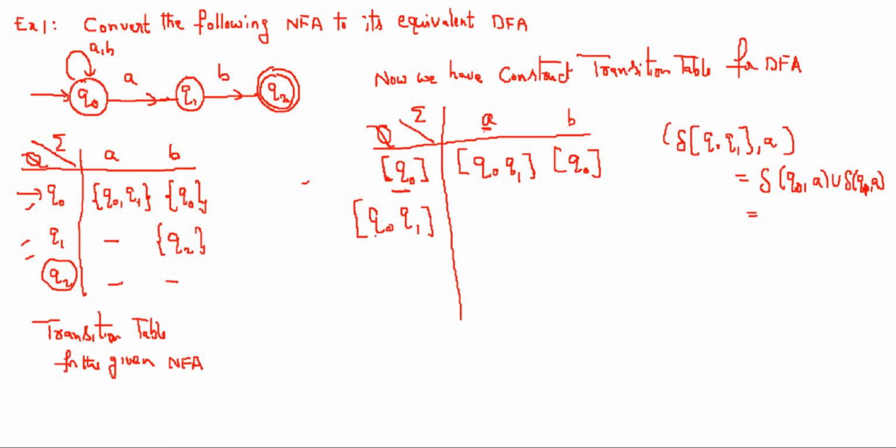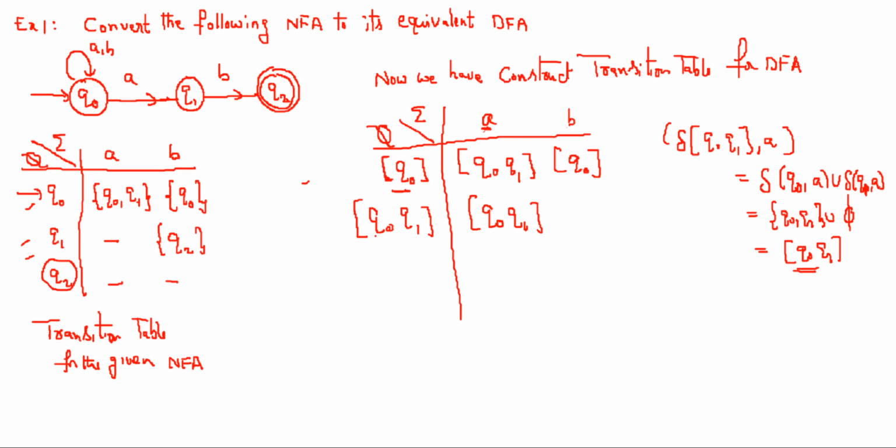Now you see, where are you going when you apply A on Q0? You are going to Q0 Q1, union, on applying A on Q1, where are you going? You don't have any state. If you don't have any state, that is called phi. It is an empty state. Now again you got Q0 and Q1. You got the same state. So when you apply A on Q0 Q1, you are going to the same state Q0 Q1. This is the new combined state.